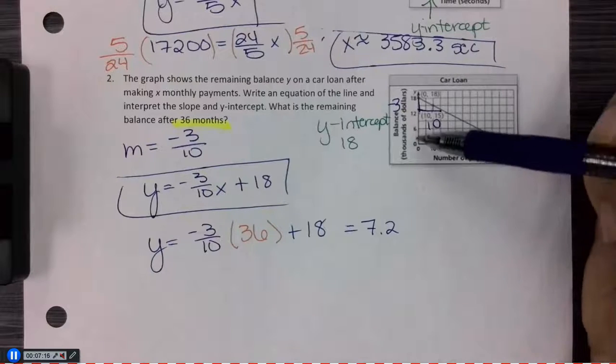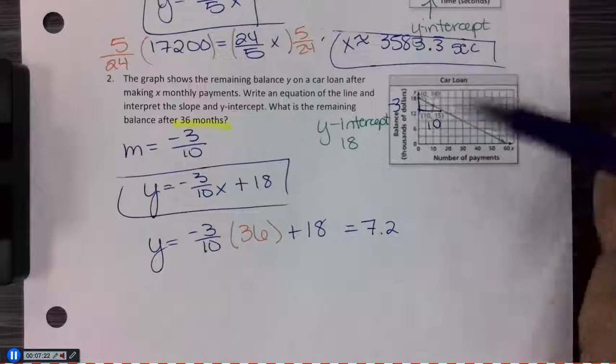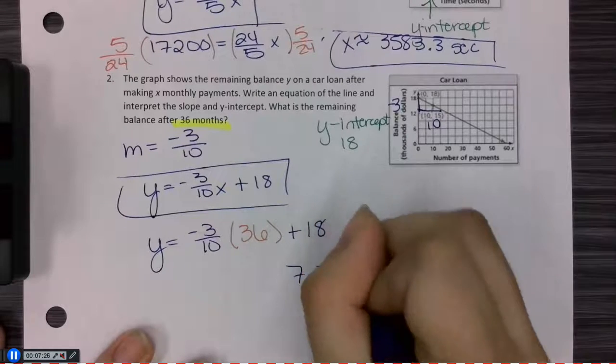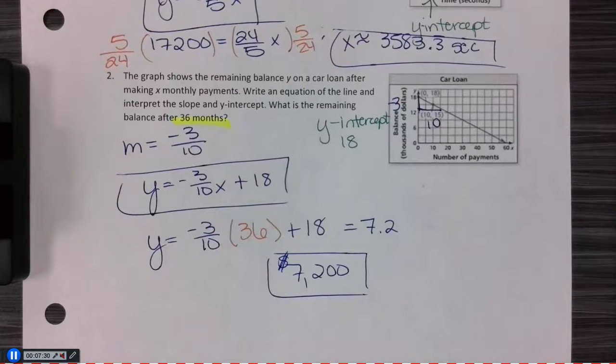If I look over here on my label on the y-axis, it tells me that it's measured in thousands of dollars. So the car balance is $7,200 after 36 months. So they still owe that much money. Questions there?